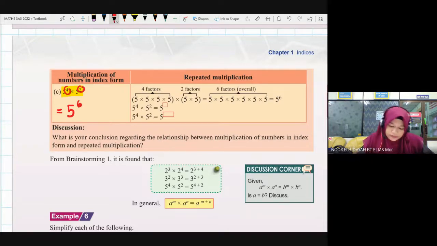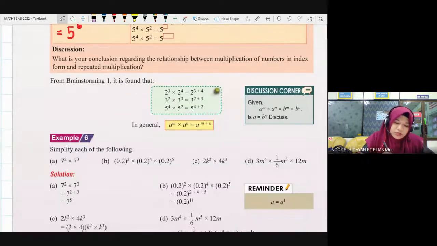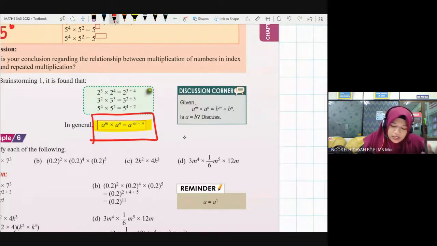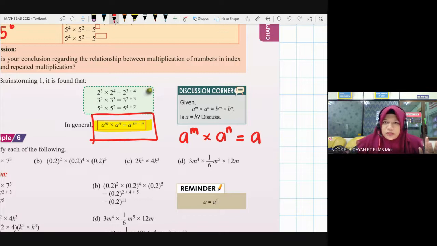Okay, very good. So the first law of indices is this one. Yang dia bagi dalam bentuk formula supaya awak boleh faham. A to the power of m times A to the power of n. A represent the base. So the first law of indices, you have to know that you have to add the index. Ini adalah the first law of indices.